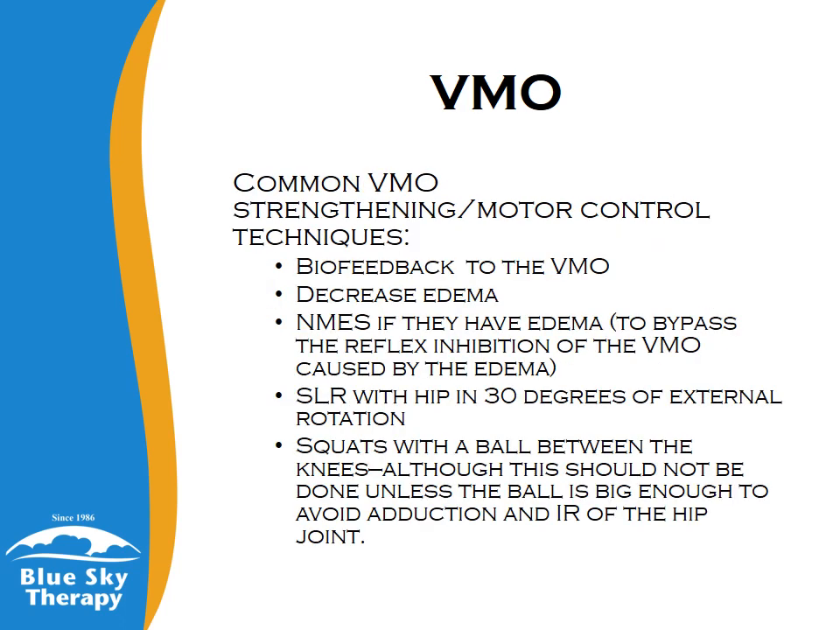Common VMO strengthening and motor control techniques: biofeedback can be used on the VMO, decreased edema, NMES if they have edema to bypass the reflex inhibition of the VMO that is caused by the edema, straight leg raising with the hips in 30 degrees of external rotation, squats on a ball between the knees, although this should not be done unless the ball is big enough to avoid adduction and internal rotation of the hip joint.